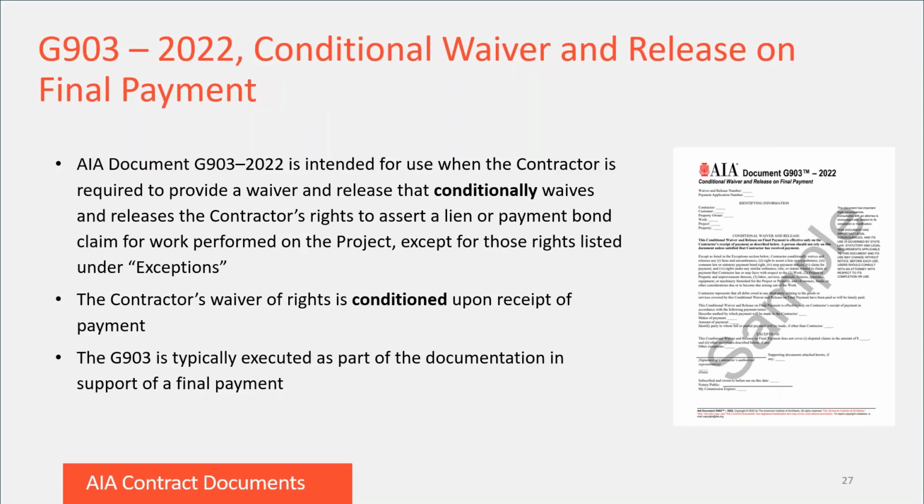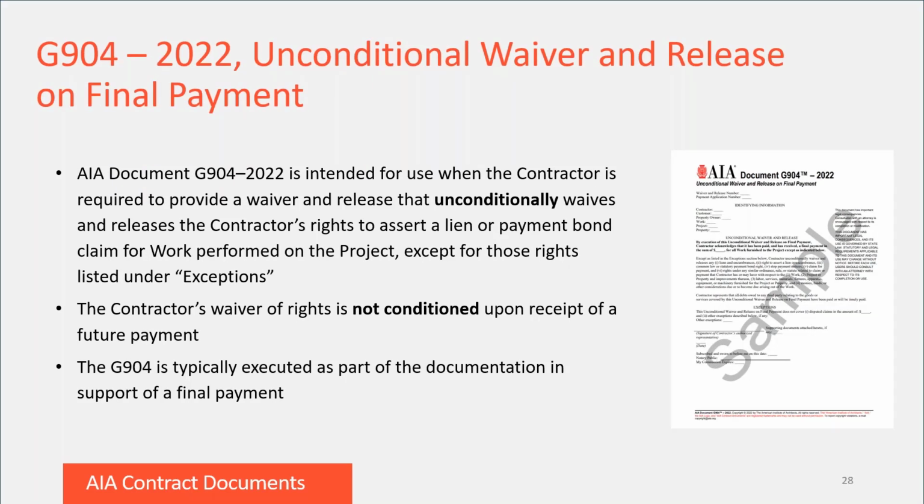The G903, Conditional Waiver and Release on Final Payment, is intended for use when a contractor is required to provide a waiver that conditionally waives and releases lien and payment bond rights for work performed on the project, except for the rights listed under the exceptions paragraph. This would be in exchange for final payment. On this form, the contractor's waiver of rights is conditioned upon receipt of final payment as it is specifically described in the form. Similar to the G901, this form contains prompts for the user to complete a description of the payment method, the maker and amount of the payment, and the party to whom the payment will be made.